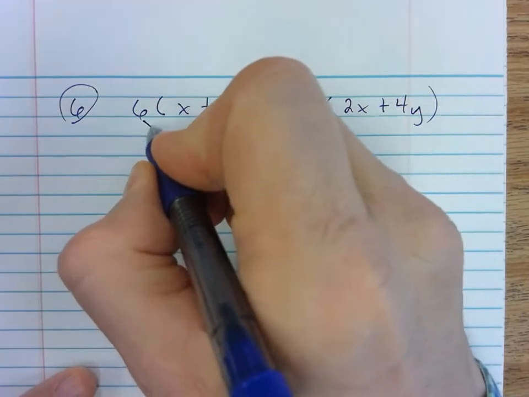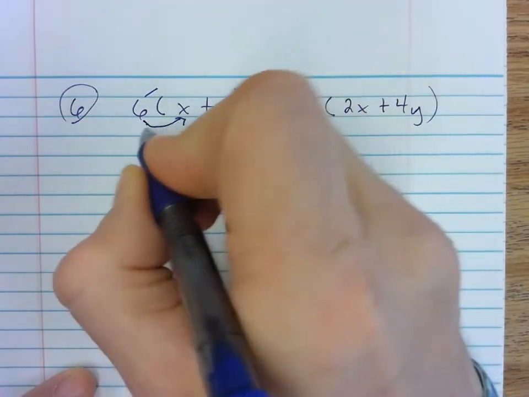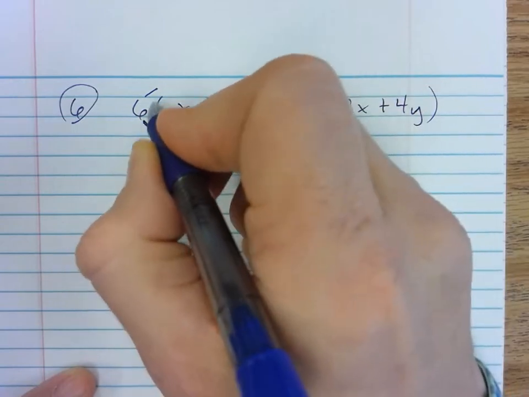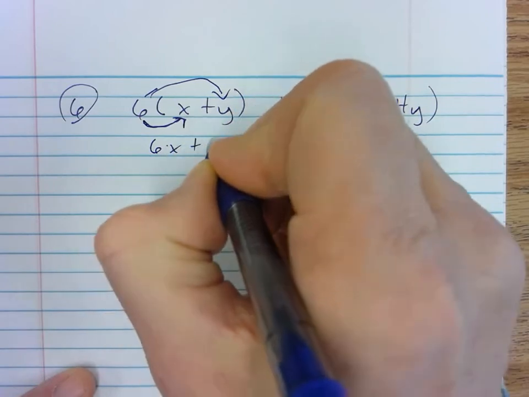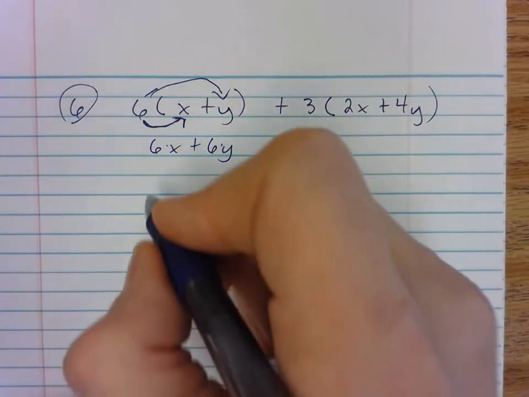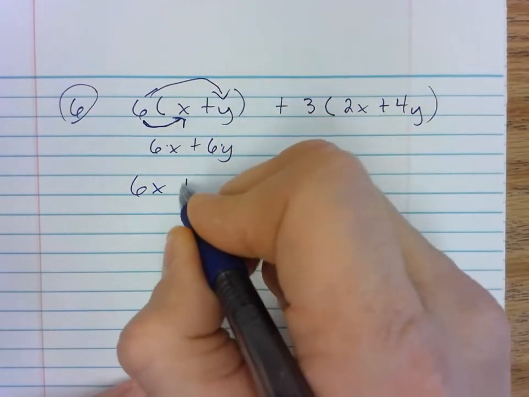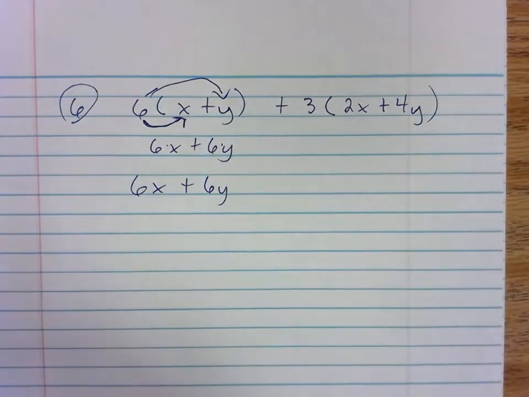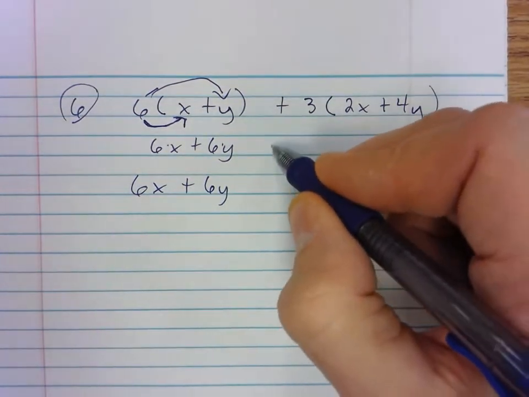Okay, 6 times y, I'm sorry, I can't even read the letters, 6 times x, and then 6 times y. So we got 6 times x plus 6 times y. All right, what's 6 times x? Of course, that would be 6x. And what's 6 times y? Of course, that would be 6y. All right. Now, over here, got the plus sign.